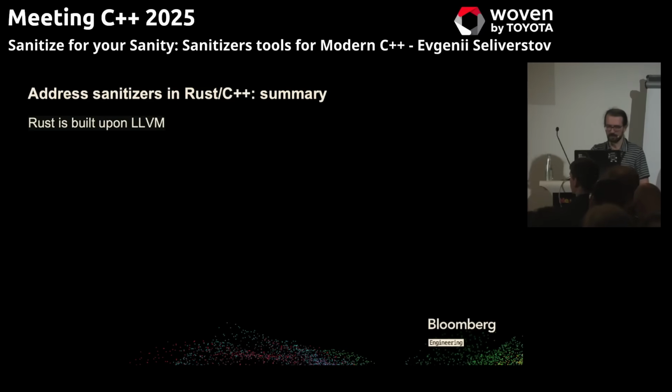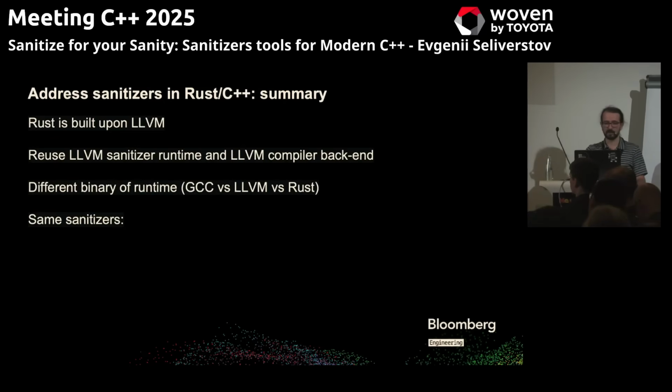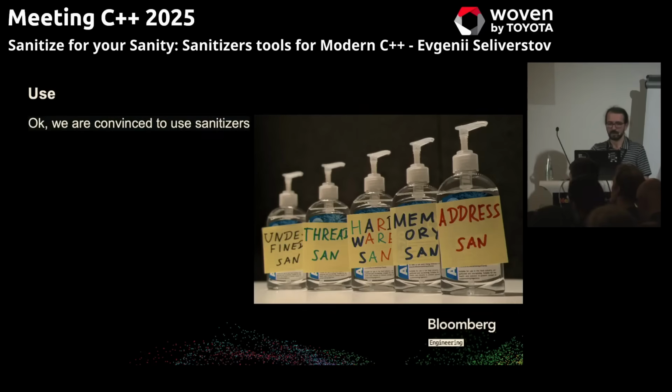So, summary: it's built upon LLVM, it works perfectly, so the implementation is almost the same, but the binary is different, and we can use the same sanitizers: heap, stack, leaks. I don't know, do we need to have three sanitizers for Rust, but who knows. And yeah, it works fine.